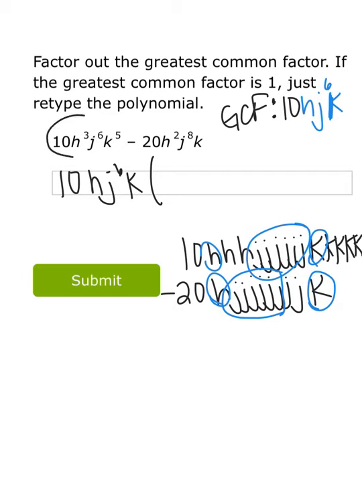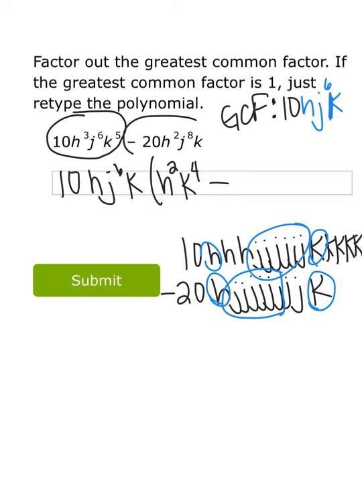Starting with this first one, 10 divided by 10 is just 1. Now let's look at the variables. H cubed divided by h would be h squared. J to the 6th divided by j to the 6th is just 1. And then k to the 5th divided by k would be k to the 4th. Remember for these you're just subtracting the exponents, okay?